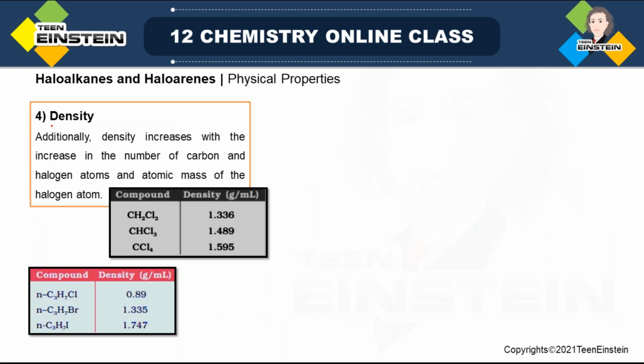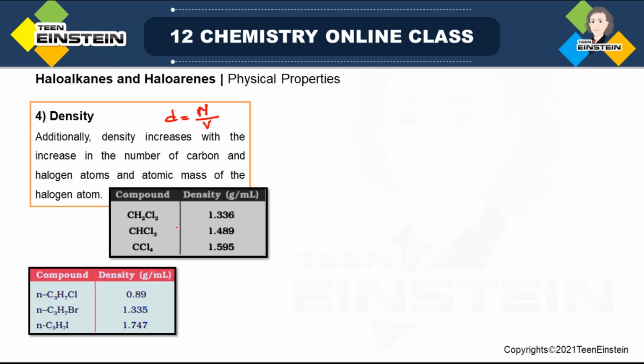Next physical property after boiling point and melting point is density. Now density, how is it related to mass and volume? Density is mass divided by volume, that is mass per unit volume. So density increases with increase in number of carbon and halogen atoms and atomic mass of halogen atom.